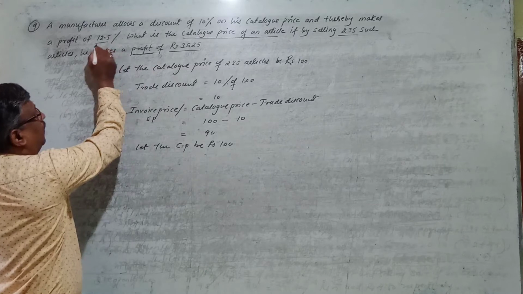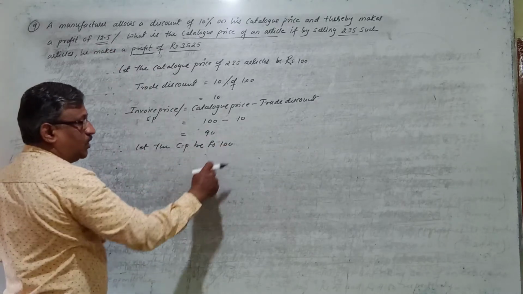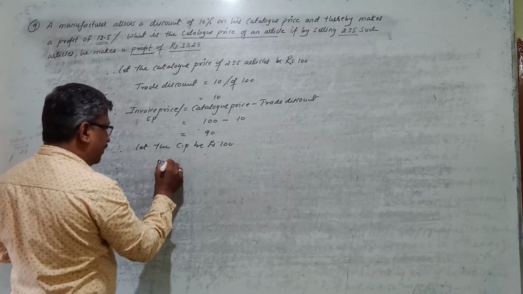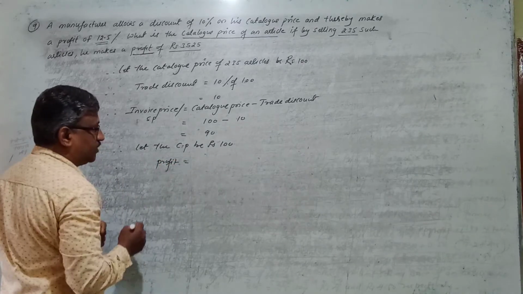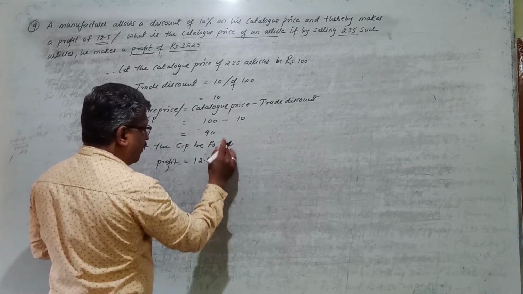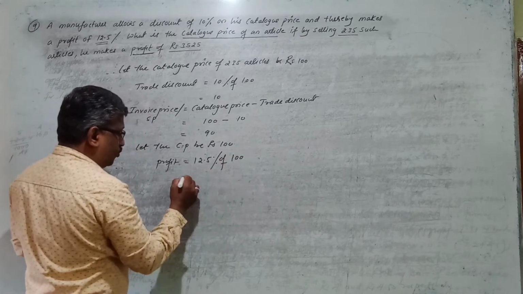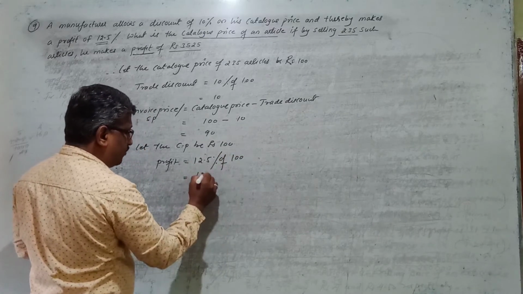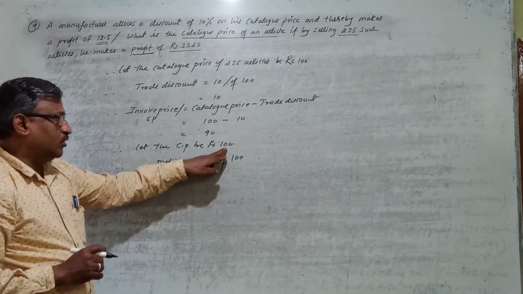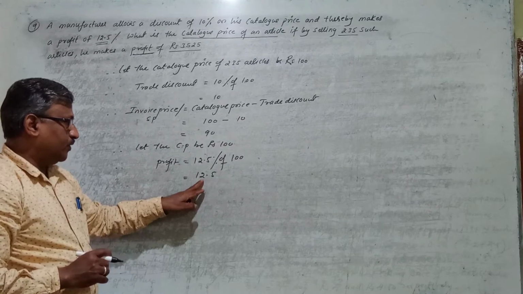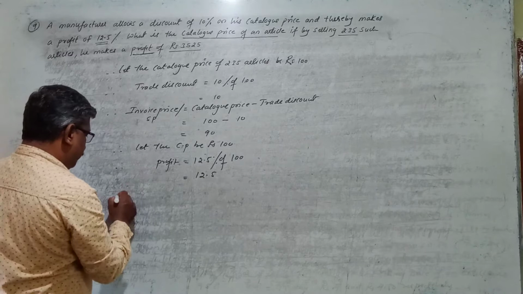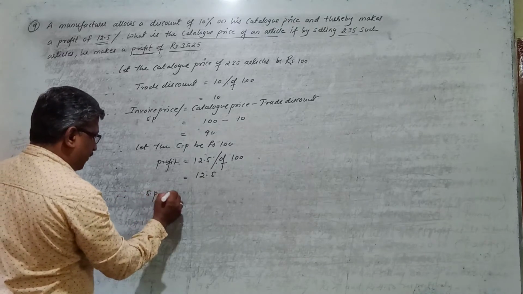So suppose the cost price is 100, and you want 12.5% profit on this cost price. Find out at what price you have to sell. First you have to calculate the profit. So profit is equal to 12.5% of what? Cost price. So 12.5% of 100 rupees comes to 12 rupees 50 paise. Means so much profit you want on this cost price. To get 12 rupees 50 paise profit, calculate what should be the selling price.